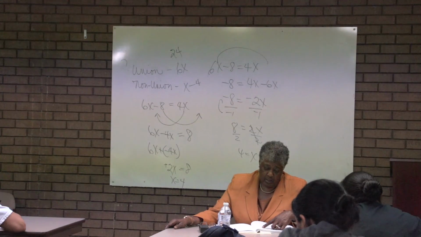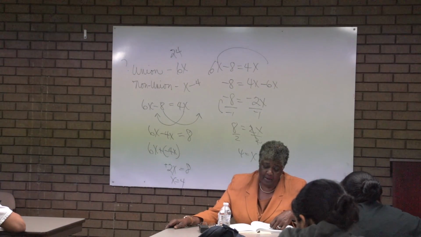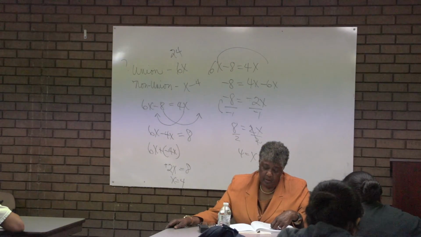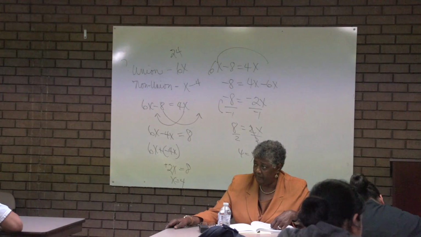Now it says, when the number of women is decreased by 2, how do you write that? 3x minus 2. Everybody got that? Yeah.